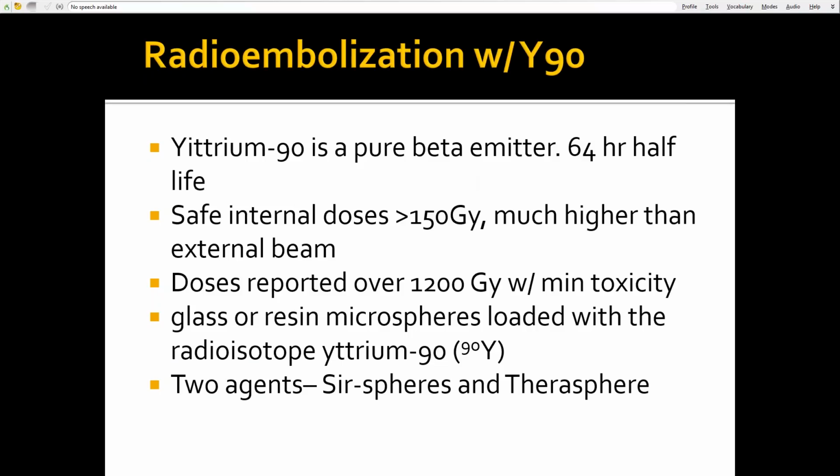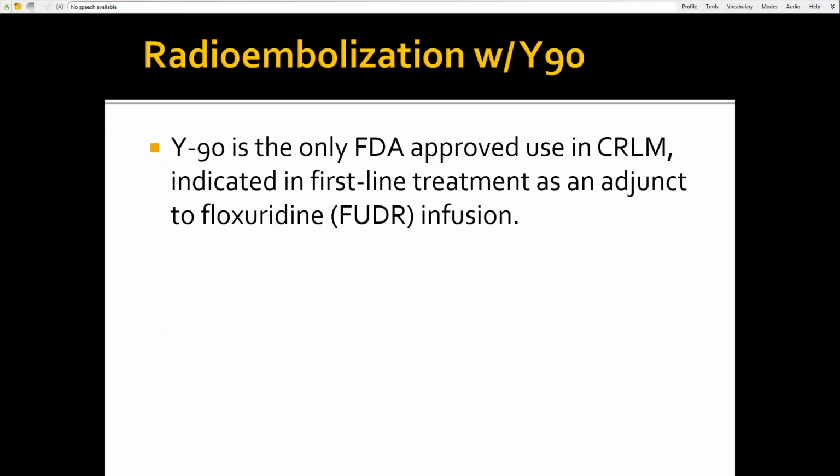But one nice thing about it is you are doing kind of a radiation treatment to the tumor itself, and you get it very localized, and you can deliver very high doses of radiation to those tumors, which can cause great necrosis to those tumors and have very good results treating certain types of tumors. In general, they're either a glass microsphere or a resin microsphere, and they're loaded with this yttrium-90 agent inside them.